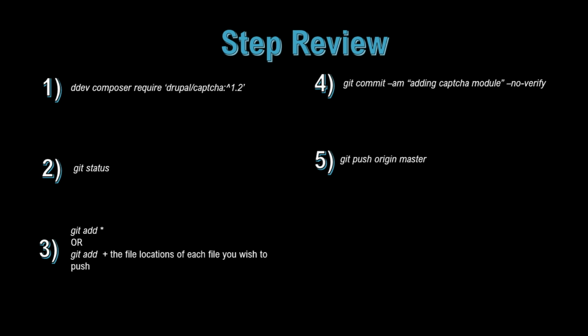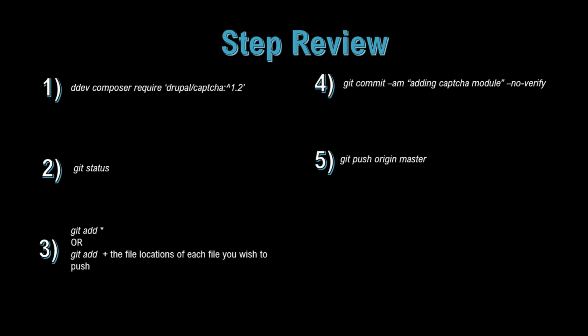So to review the steps that we just took to install the caption module, and these are the steps that you will follow in general to install any module on your Drupal website from your local machine. First, we use the DDEV composer require command with the name of the module that we wanted to install. After that, we use the git status command to see the new files that have been added. And then next, in our case, we use the git add asterisk command or git add all command because the only files that we had added were the caption module.